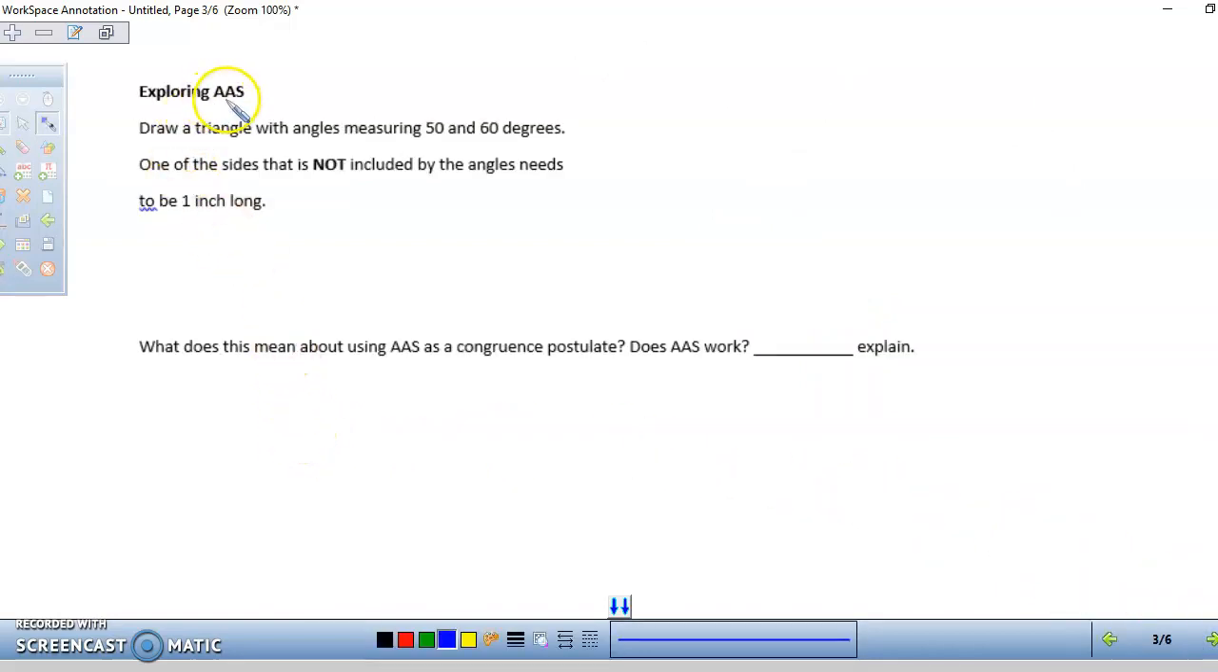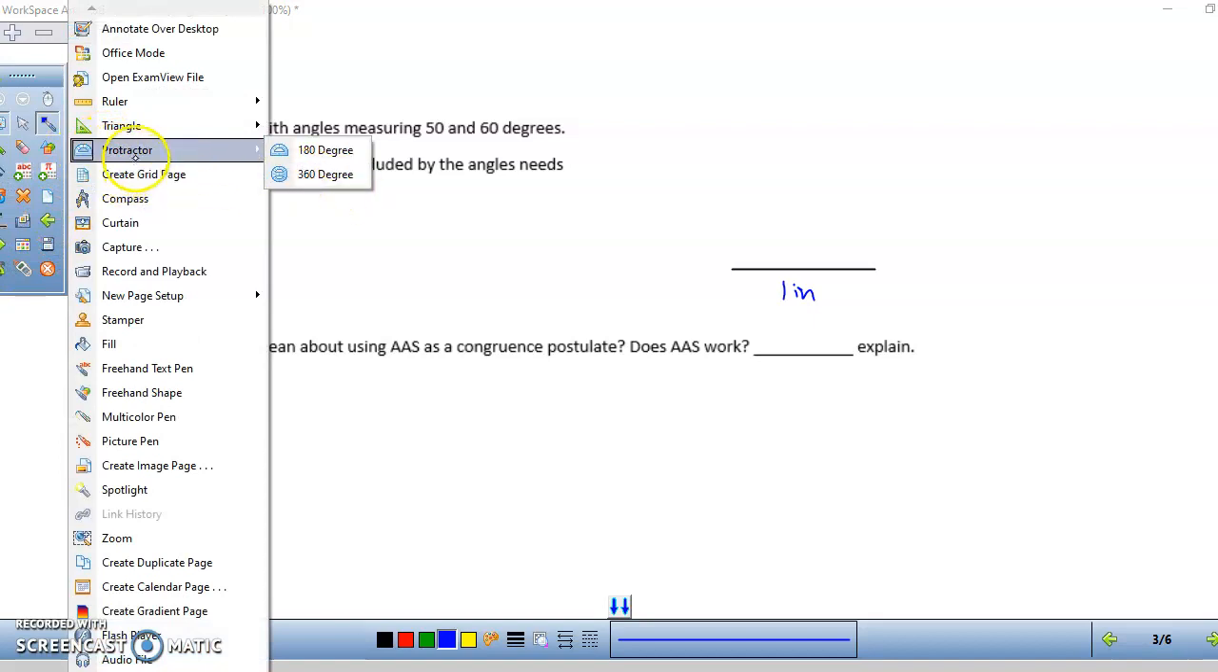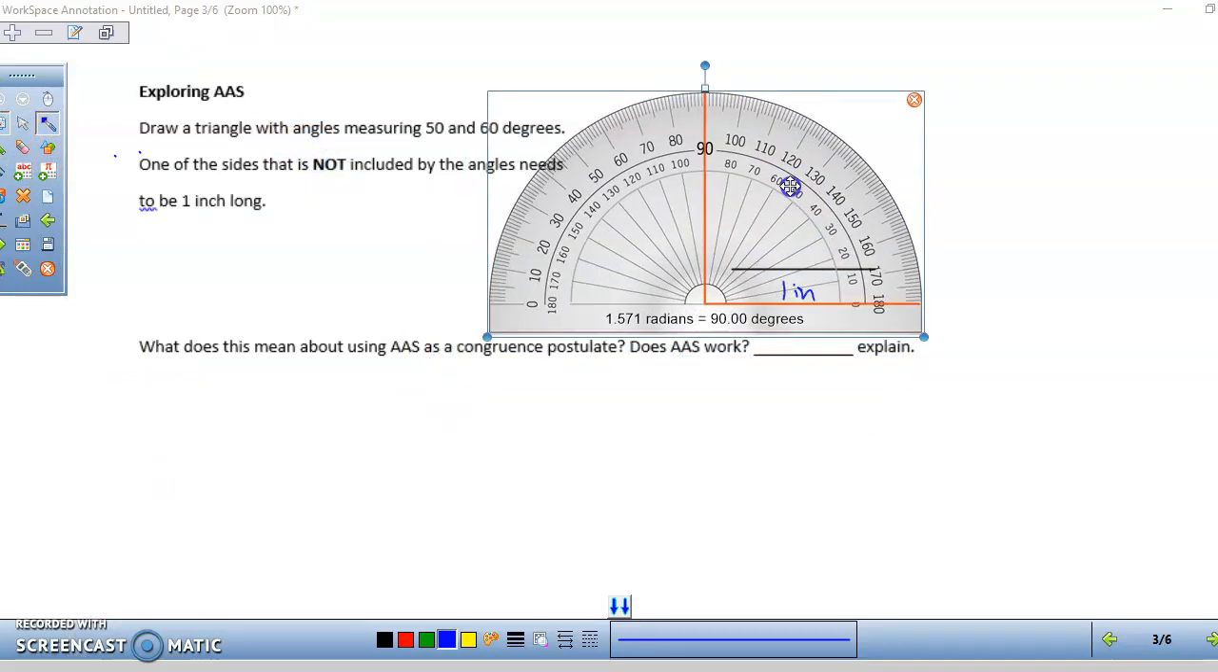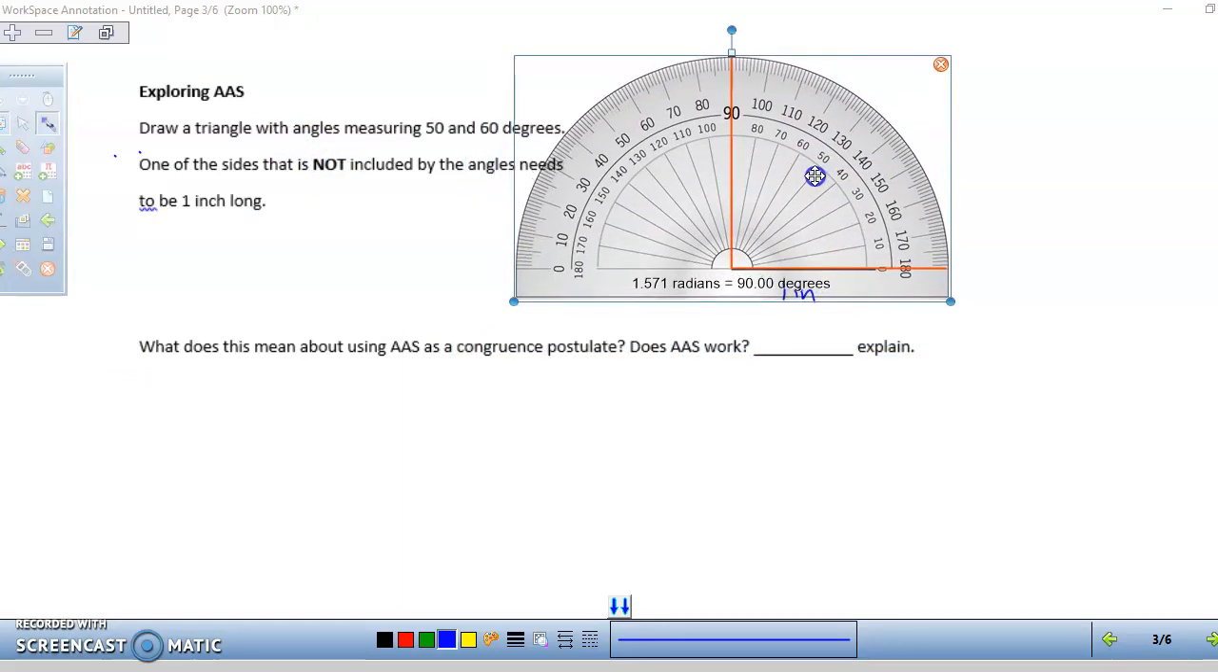Okay, our next one, angle, angle, side. Notice that here the side is not included or between the two angles. So again, we start with a side, and I'm going to write that that's 1 inch. This time we are going to have the 50-degree angle on one end, but then the 60-degree angle cannot be on the other end. Otherwise, that would be angle, side, angle.